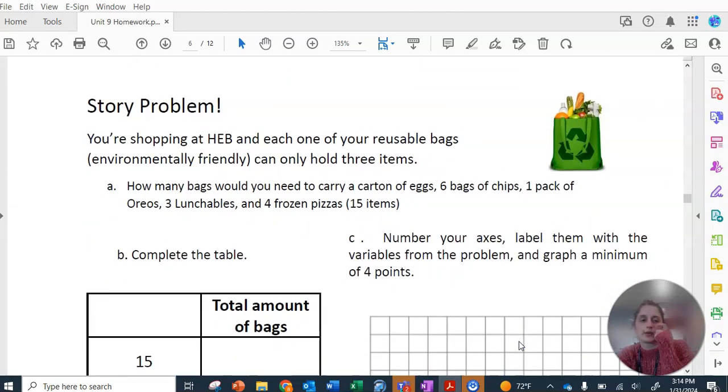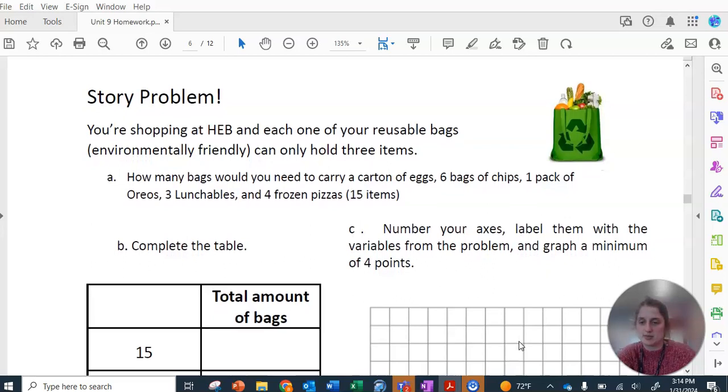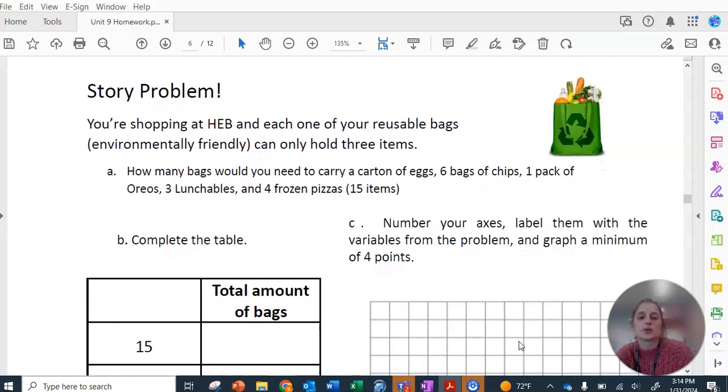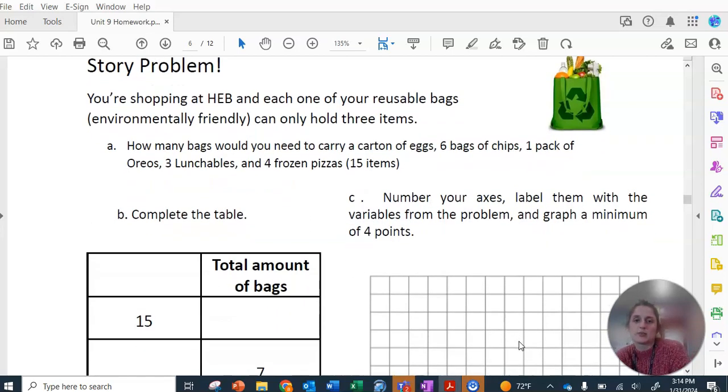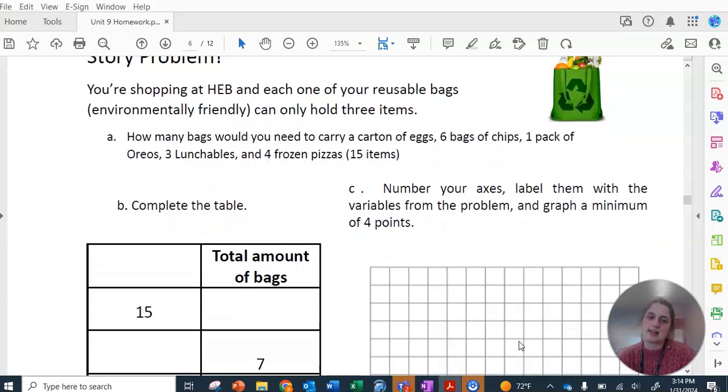On the back, we have grocery shopping. I did my grocery shopping last night. We're going grocery shopping at H-E-B, and we are using reusable bags to be nice to the environment. These, however, are tiny reusable bags. They can only hold 3 items. An item is a thing.